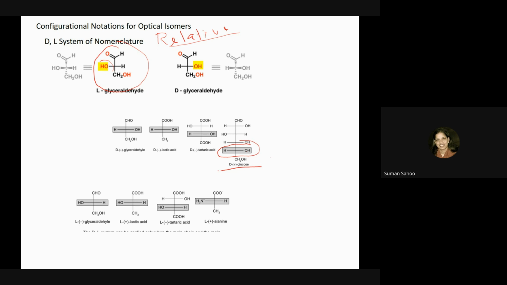So this is denoted as D. And in case of our amino acids, here we have an NH3 group. So this NH3 group is similar to your OH group. So this is present on your left side, so that is denoted as L-alanine.